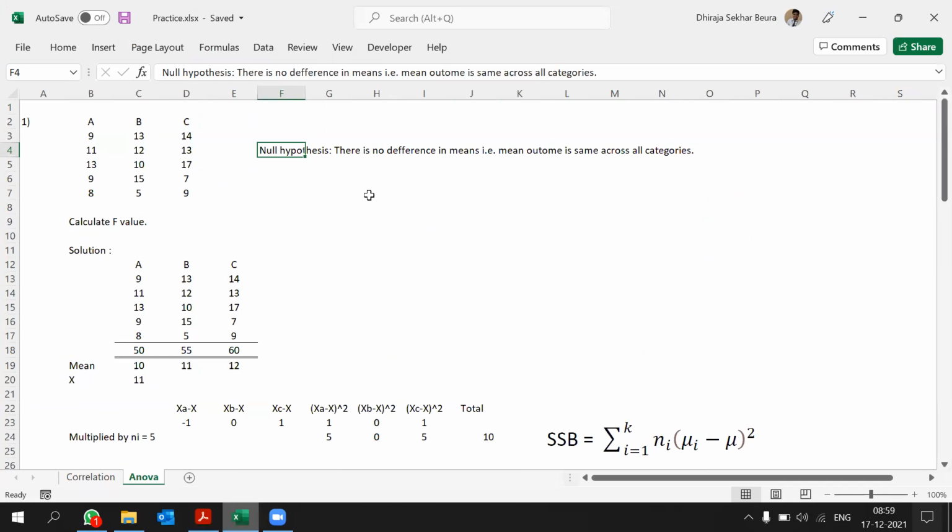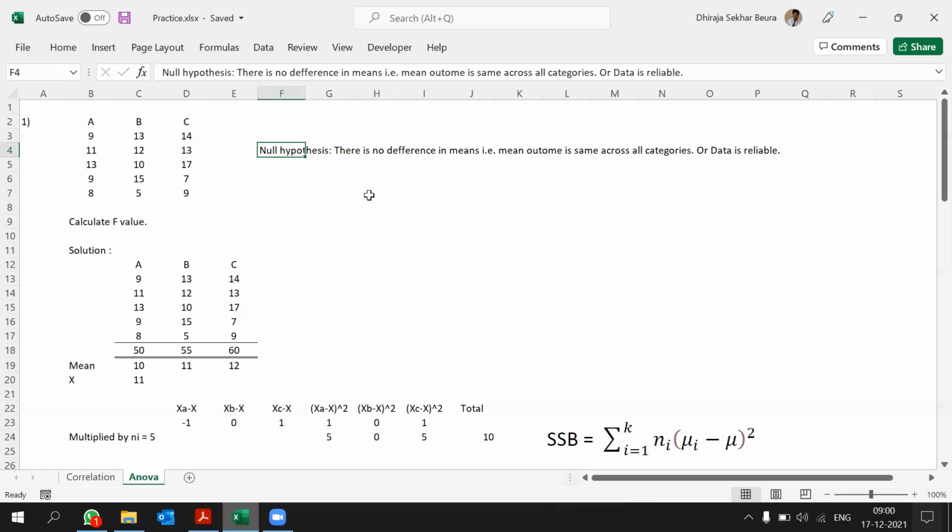Here, let's introduce the null hypothesis. Whenever you are calculating ANOVA, each time that you are calculating ANOVA, the null hypothesis is there is no difference in means. Again, we can put it in another way: the mean outcome is the same across all categories. So you are saying the data is reliable. Okay, your null hypothesis is this one.